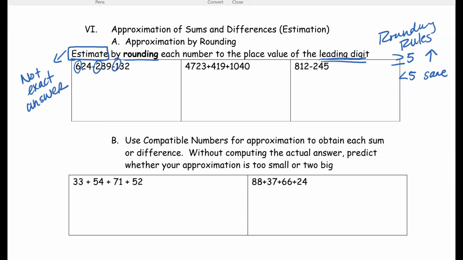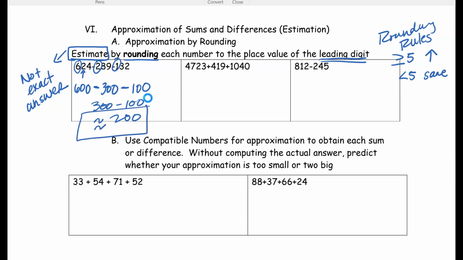So 624. 624 is closer to 600. So this 2 tells us to leave the 6 alone. Minus 289 rounds to 300 because this 8 tells us to increase the 2 to a 3. Minus 132 is closest to, not 130, it's closest to 100. So we're rounding in this case to the nearest hundreds place, but it just depends on the type of number. You always just want to round to the leading digit. So 600 minus 300 is 300, minus 100 is 200, and I'm going to use my squiggly equal sign to mean approximately.